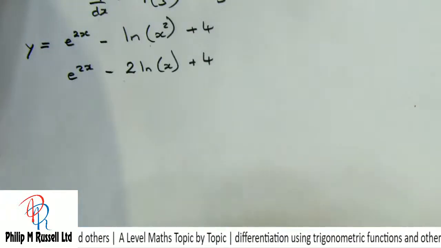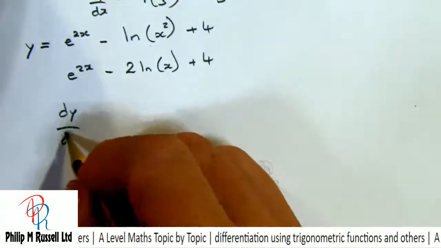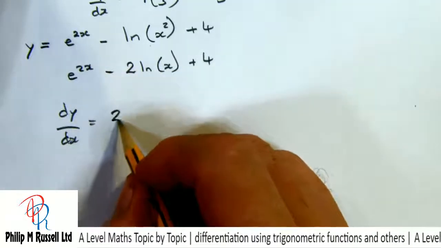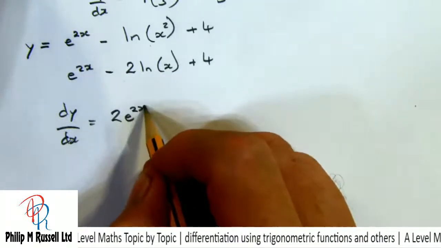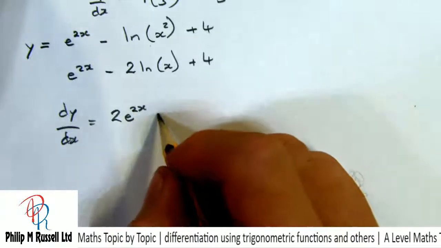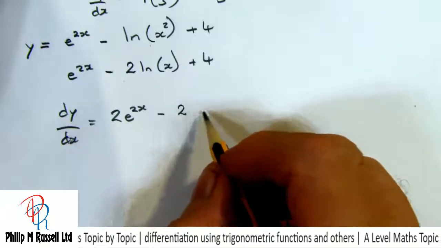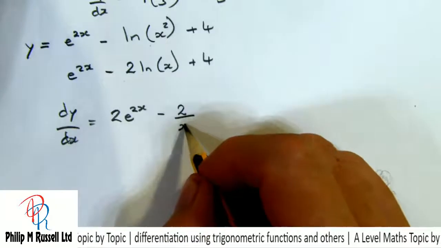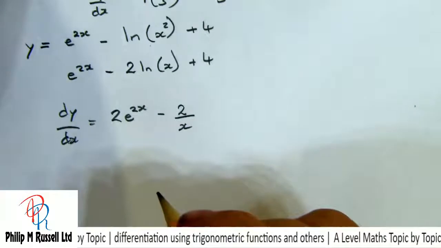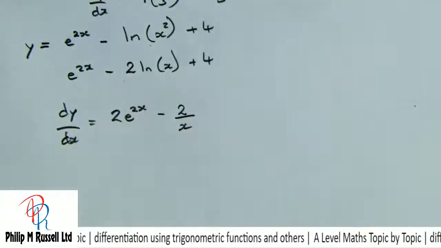And then if I want to differentiate this, dy by dx is going to be, we just differentiate each one separately, so this is going to be 2e to the 2x, and then differentiating this, it's going to be 2 times 1 over x, which is just going to give me 2 over x, and I threw a number in there for good measure, it just disappears. And there is our derivative.